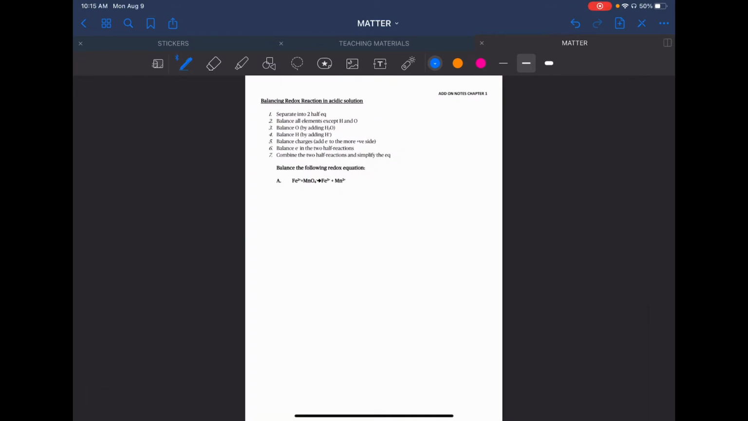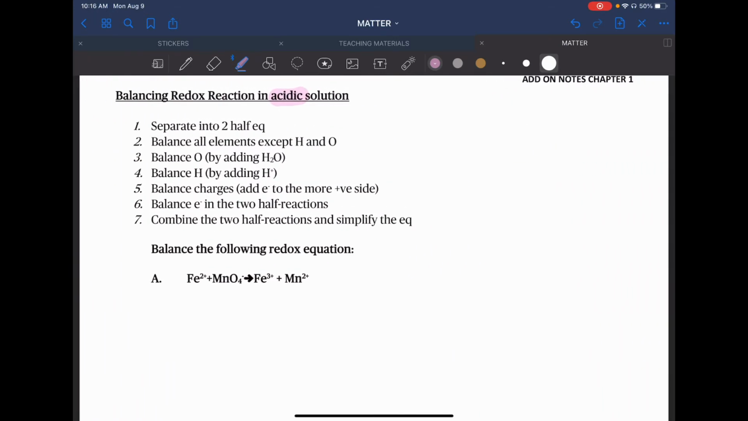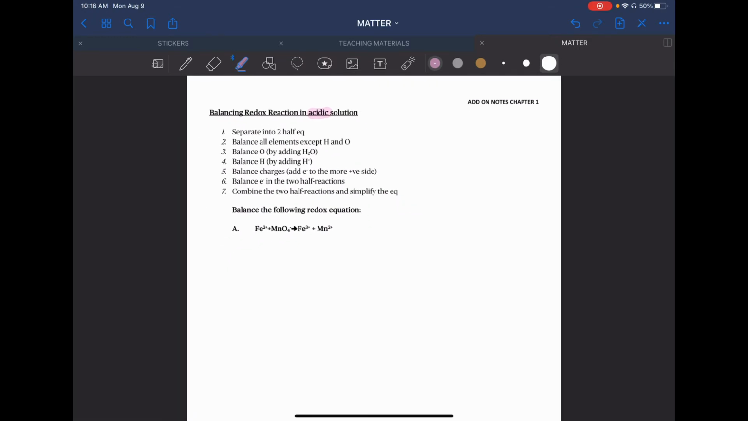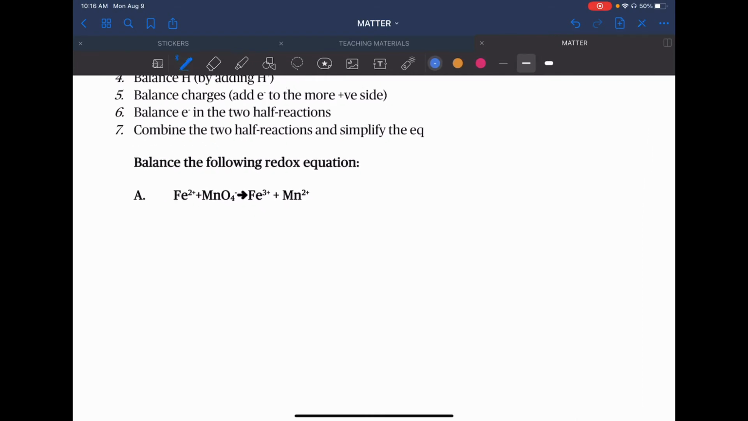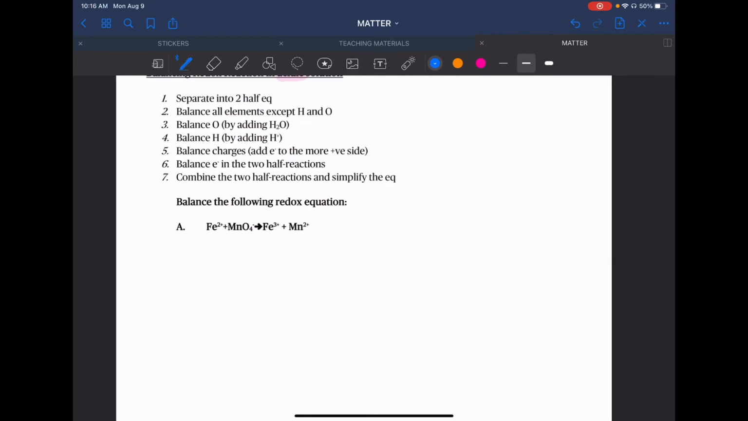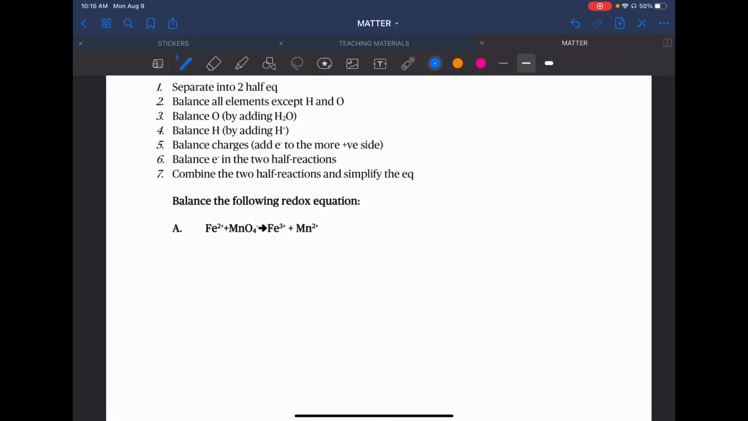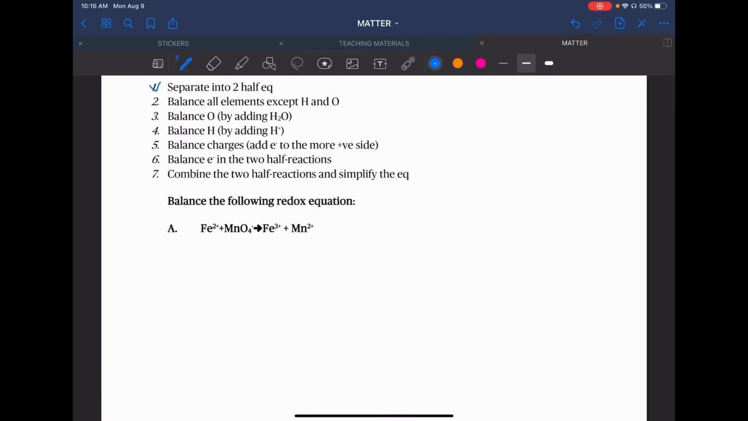Now we are going to look at balancing redox in acidic solution. Okay, so there's a 7-step you need to follow, but don't worry. Once kita dah buat latihan, you guys akan lebih faham lah. Okay, for example, the first one. Balance the following redox equation. Okay, let's follow the guideline. First is separate into 2 half equation. Okay, half equation tu maksudnya satu oxidation equation, satu lagi reduction equation.